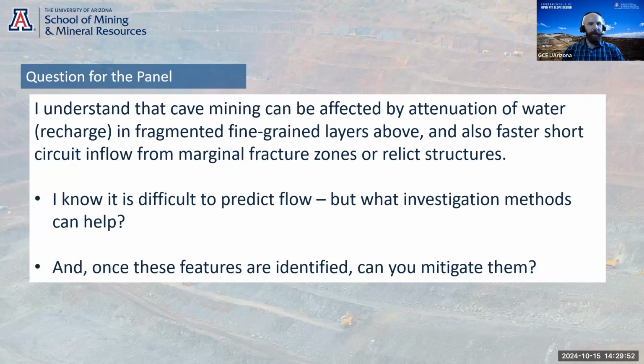I understand that cave mining can be affected by attenuation of water recharge in fragmented fine-grained layers above, and also faster short-circuit inflow from marginal fracture zones or relic structures. Part 1, I know it is difficult to predict flow, but what investigation methods can help? In Part 2, once these features are identified, can you mitigate them? I'll open this up to the panel.